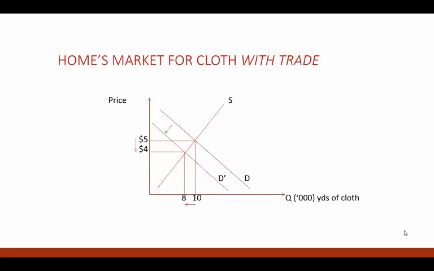This is depicted first in home's market. The decrease in demand for cloth in home causes the demand curve to shift down from D to D prime. The result is that at $5 there is now a surplus of cloth in the home market, and this results in home's cloth price falling from $5 to a new equilibrium, say at around $4, and a resulting new equilibrium of 8,000 yards of cloth.